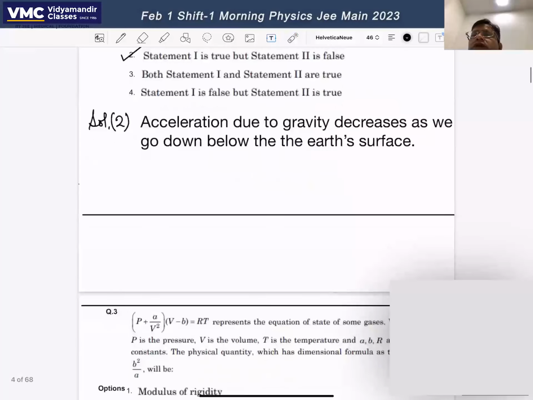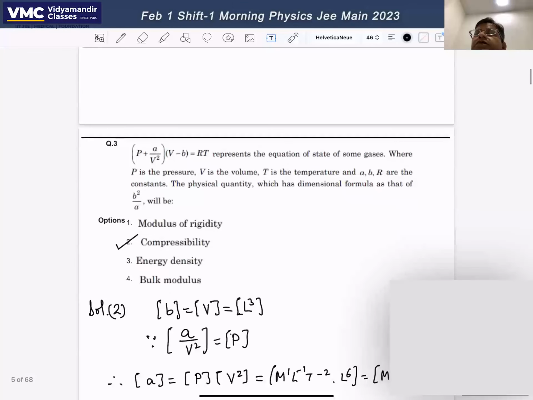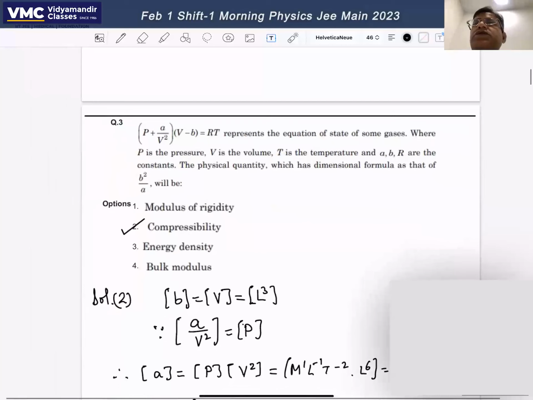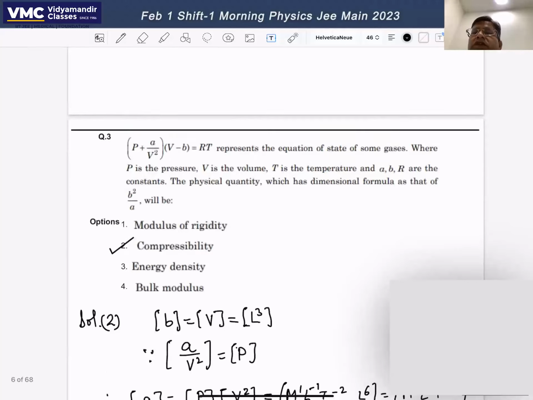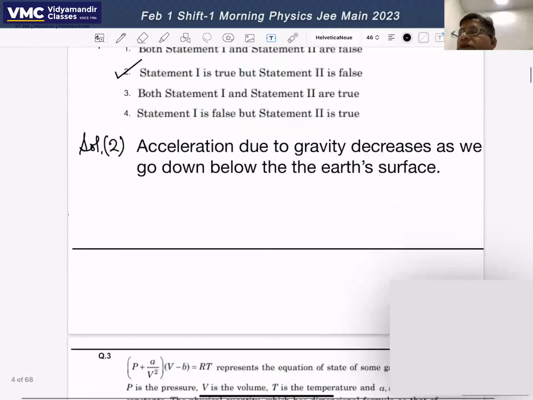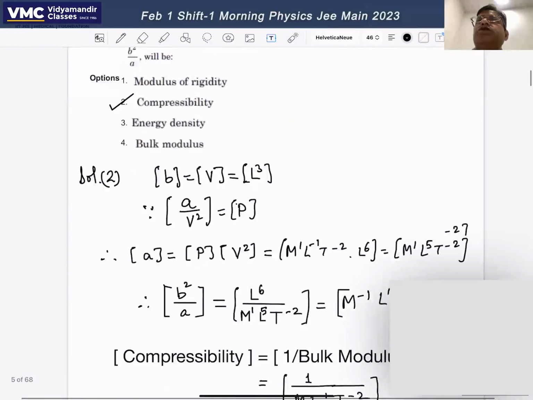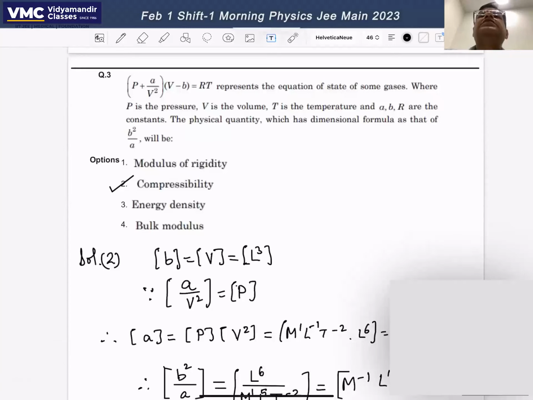Moving on, question number 3. This is a units and dimensions question, and in this question there is a van der Waals equation given: (P plus A by V square)(V minus B) equals RT for some gases, where P is pressure, V is volume and T is temperature. So we have to find B square by A. But by the principle of homogeneity, similar terms are added with similar terms.